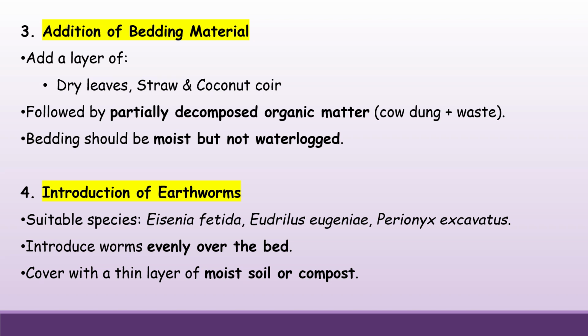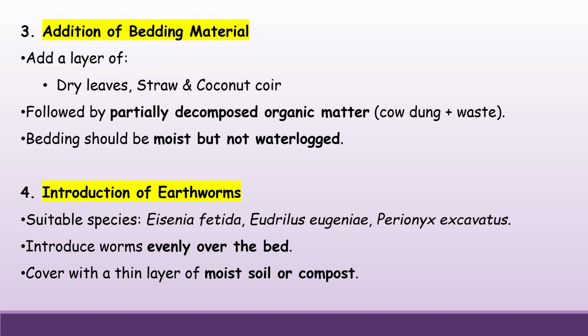Okay, once all these layers of bedding material are added, then the earthworms are supposed to be introduced onto that cow dung plus the waste, right? Whatever earthworm species is chosen by the farmer according to their requirement, they are supposed to be introduced evenly over the bed.